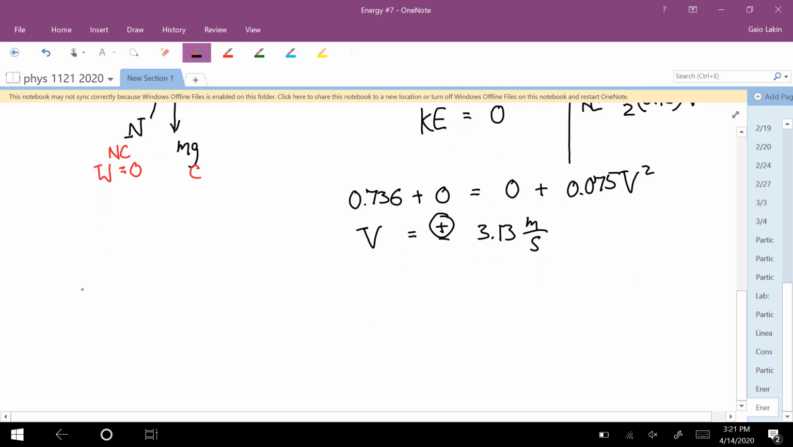Okay, now for part B, we're going to deal with the collision. If you take those two balls as a system, the net force on that system is 0, and that means we can use conservation of linear momentum for the collision.